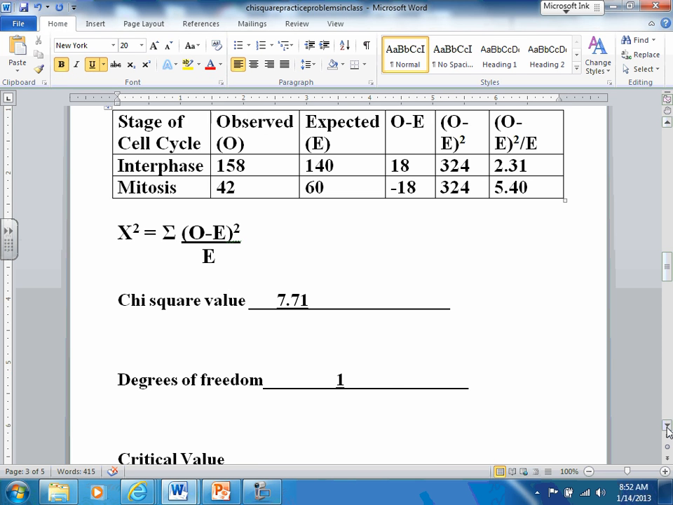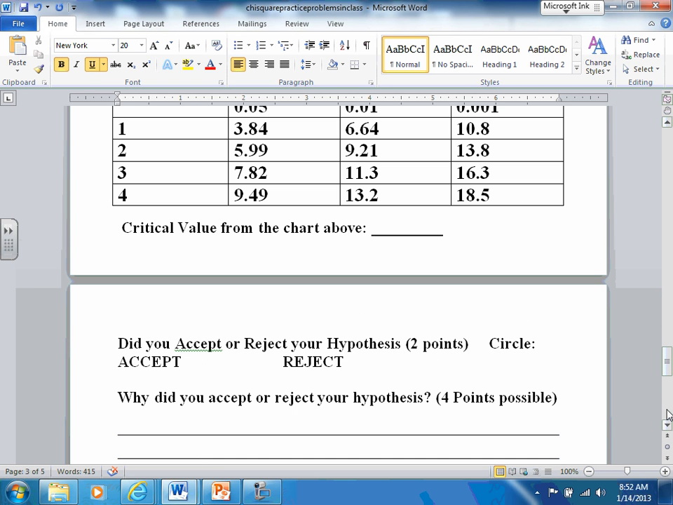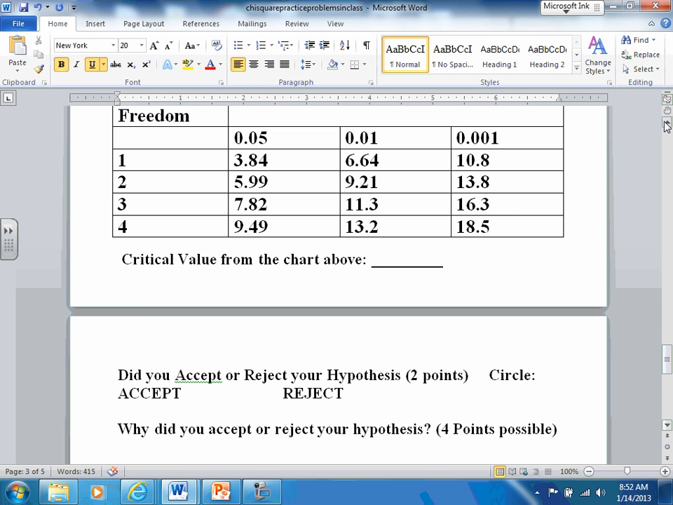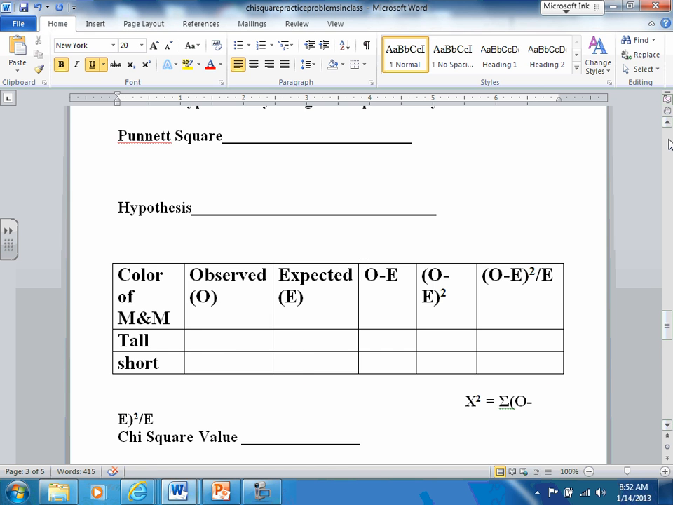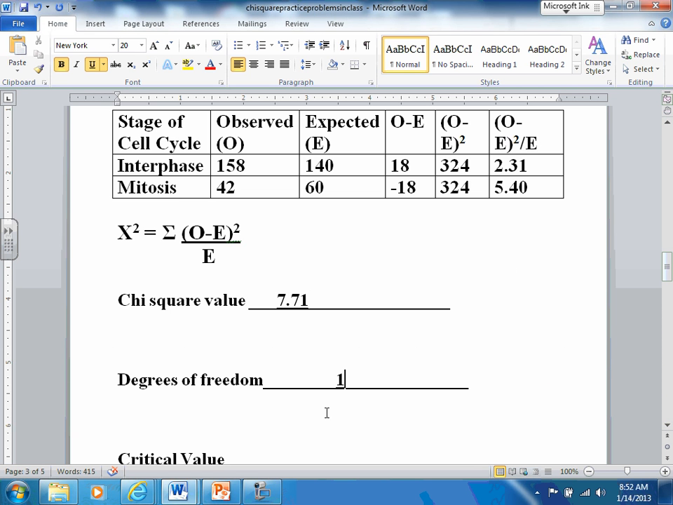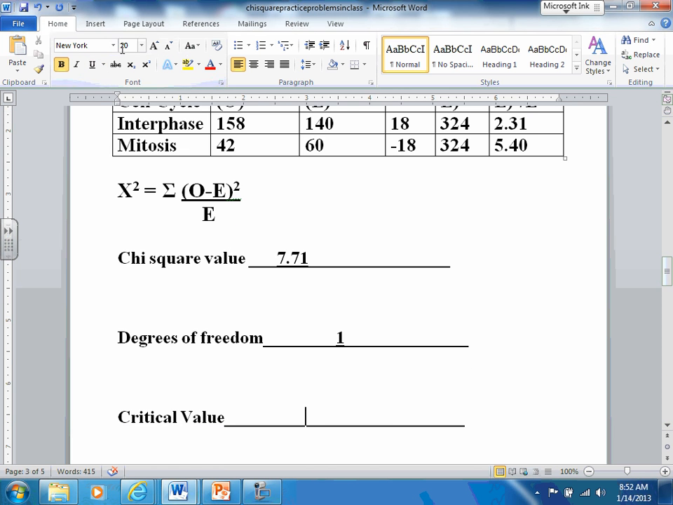Scroll on down. Our critical value we have to get from that table, right? You've got the table in front of you, but here's the table. We're always using the 0.05 level, 1 degree of freedom. So our critical value is 3.84. Now, remember, we got to compare those. Our chi-square value is really bigger than our critical value.